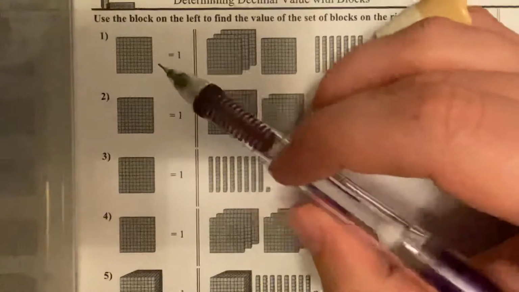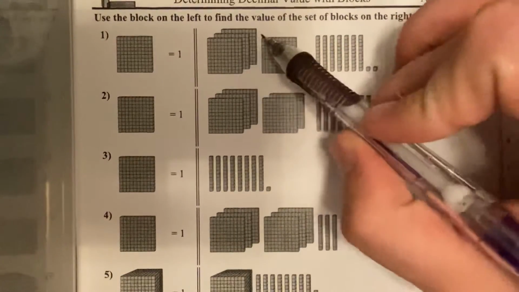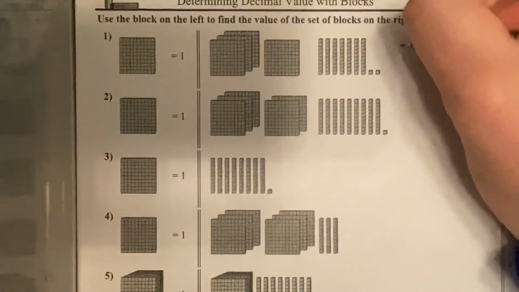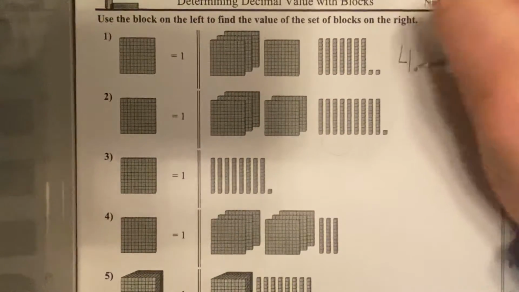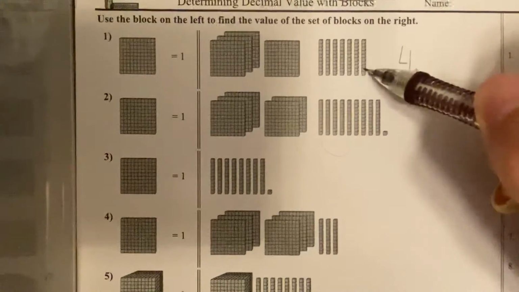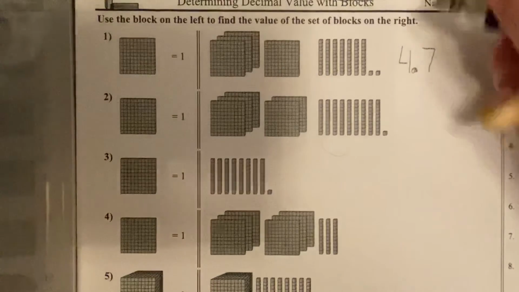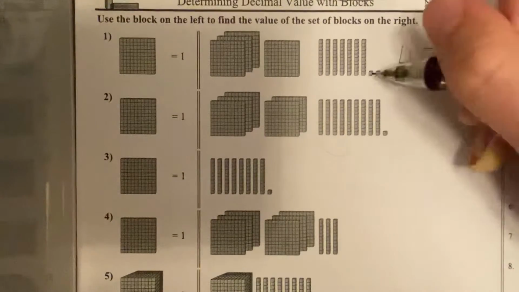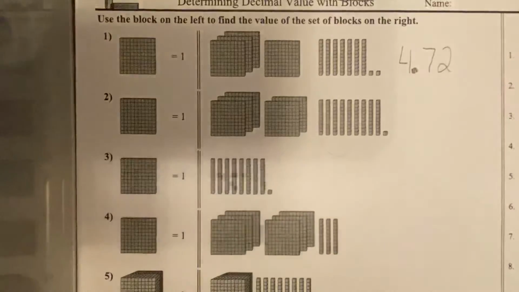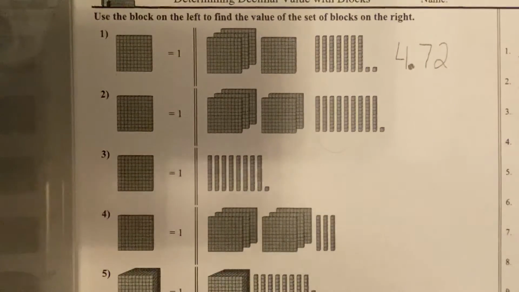So looking at this, we see that the flat represents one whole. So I notice I have 1, 2, 3, 4 flats. So I have 4 wholes. Next, I count my rods. 1, 2, 3, 4, 5, 6, 7. 7 rods. Finally, I count my units, and I have 1, 2 units. So my answer is 4 and 72 hundredths.